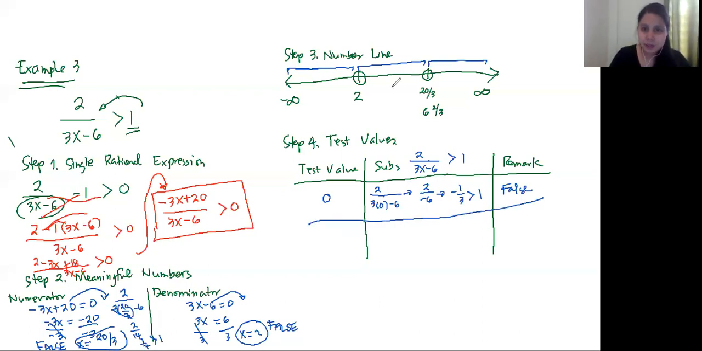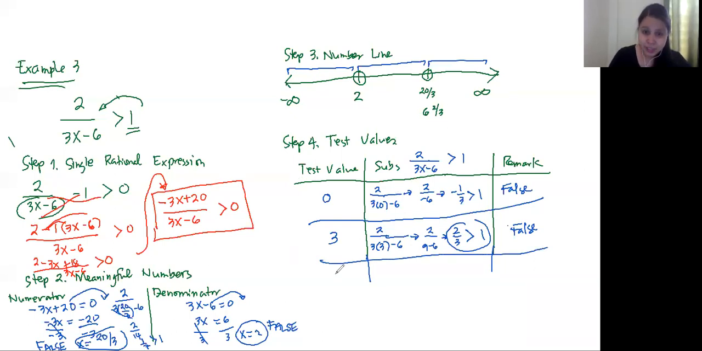Second, between 2 and 6 and 2/3, we can have 3. So 2 over 3 times 3 minus 6. That is 2 over 9 minus 6. That's 2/3 greater than 1. And there's a chat here. Okay. So this one is still false. Let's go to the third one. Let us see if it's true or not.